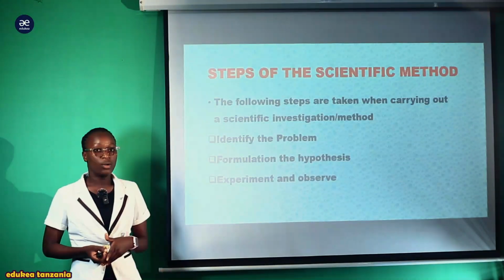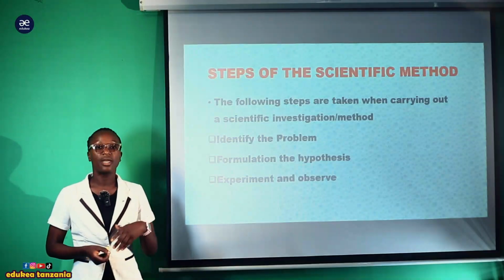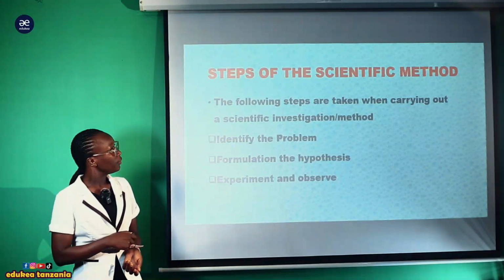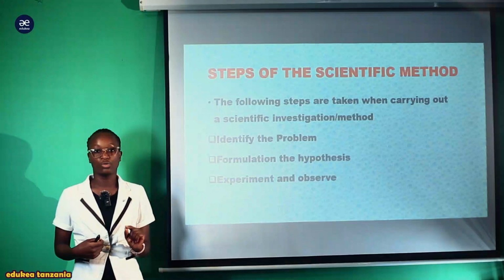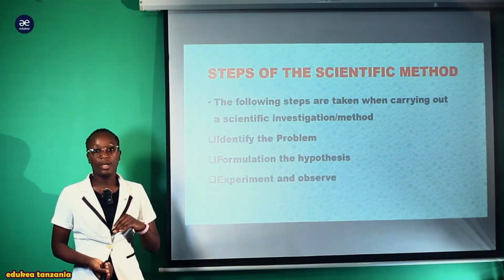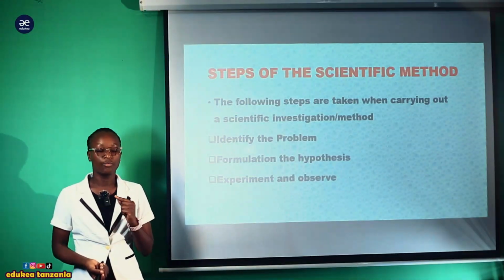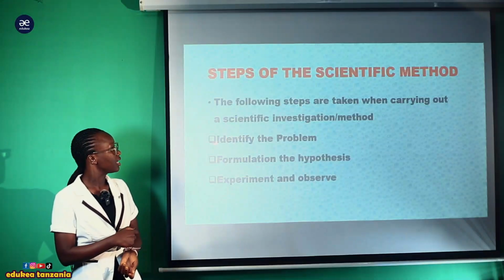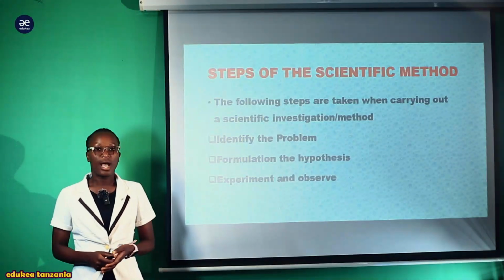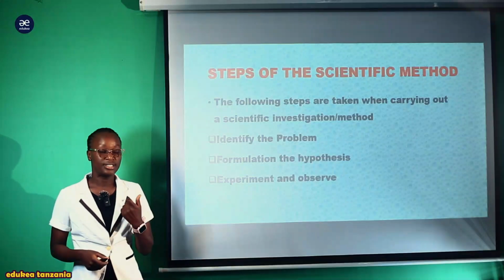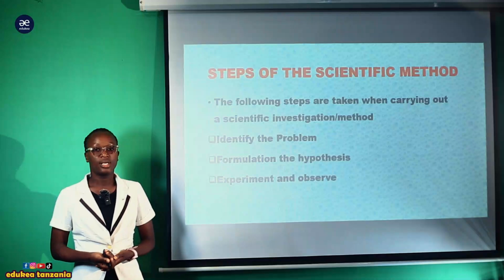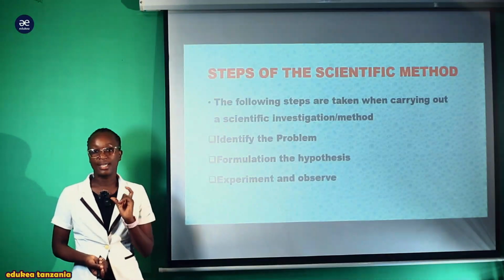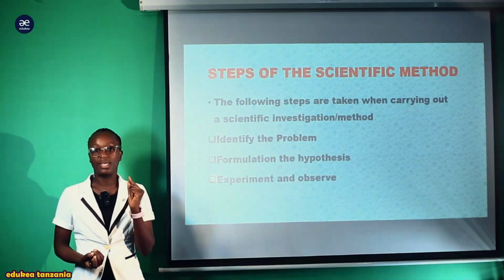Okay, now let us see the steps of scientific methods. The following are the steps which are taken when carrying out scientific investigation. Kwamba wakati tunafanya sasa ule uchunguzi wa kisayansi, step hizi za kisayansi ndizo zinazofuatwa. The first step is identify the problem. Hapa tunachunguza tatizo, kutambua tatizo. The second is formulation of a hypothesis. Tunafanya makisio, tunatengeneza makisio ya kile kitu ambacho tumekigundua.